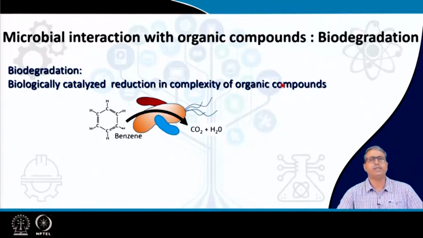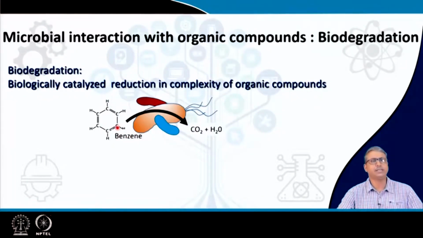For example, here I have given the benzene structure as a representative aromatic organic compound. Now, you can consider aliphatic compounds as well, and polyaromatic compounds and other substituted and more complex organic compounds as well.